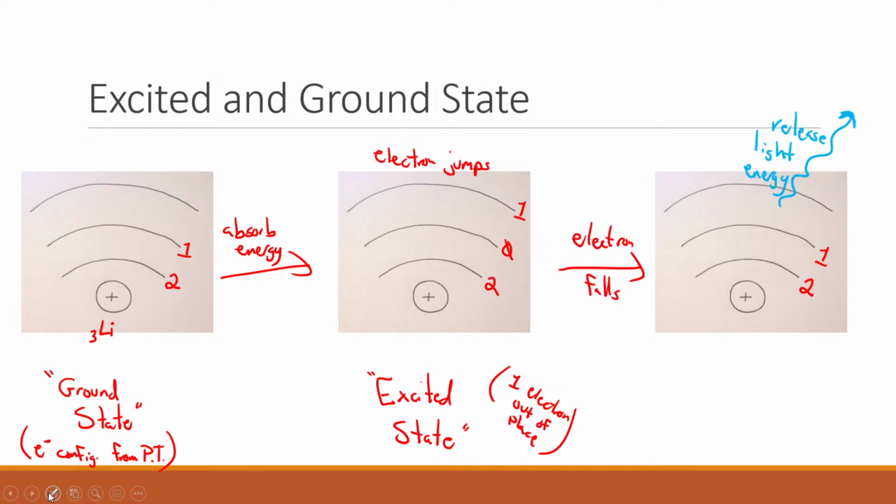And so as we return back to the ground state, as we complete our little cycle here, we release the energy we absorbed as light. Our electron jumped and then fell back down. Right? We return back to where we started. We've gone full circle.